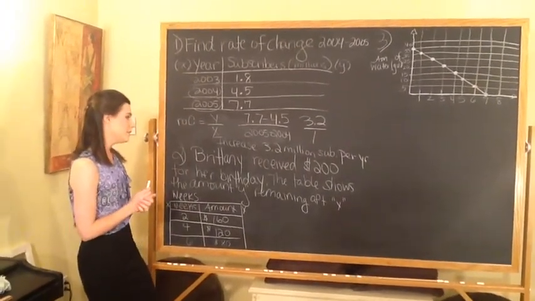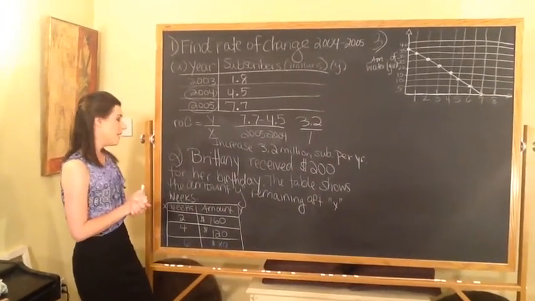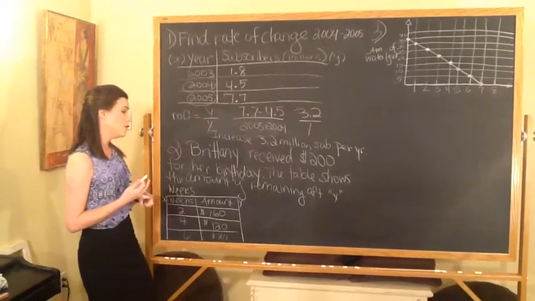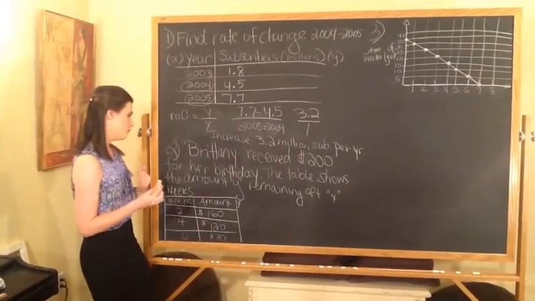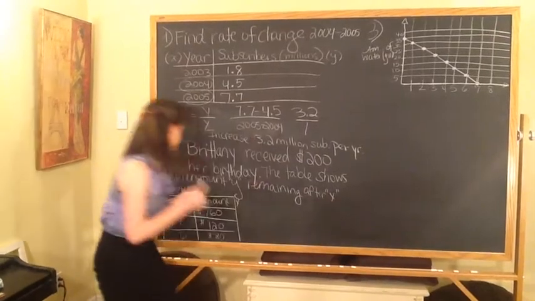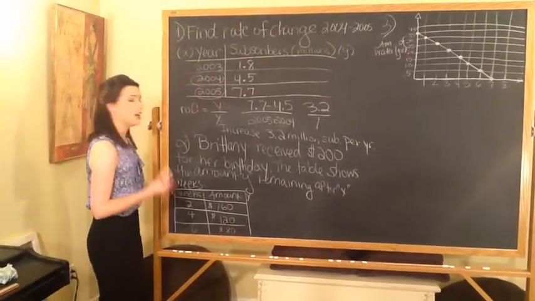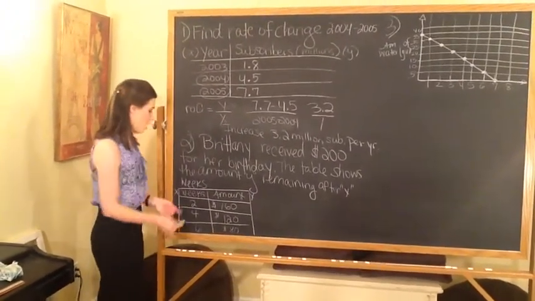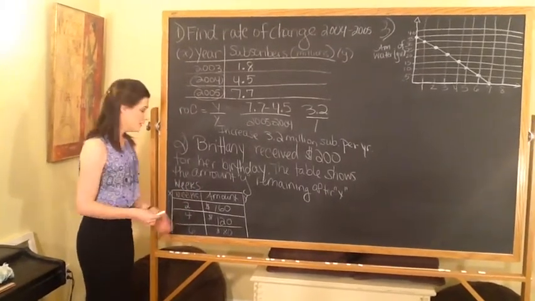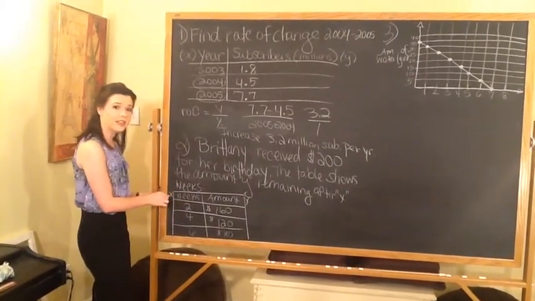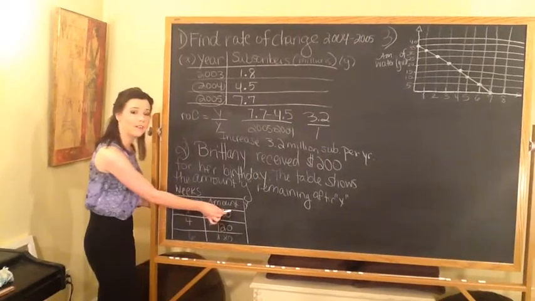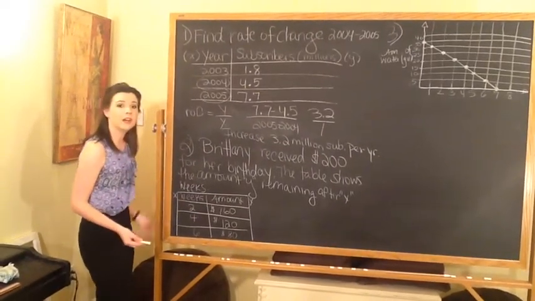It says, Brittany received $200 for her birthday. The table shows the amount Y remaining after X weeks. So basically, the two things that are being related are the weeks and the amount. So it says that the weeks are representing the X values and the amount is the Y value. So we're going to go ahead and find the rate of change.